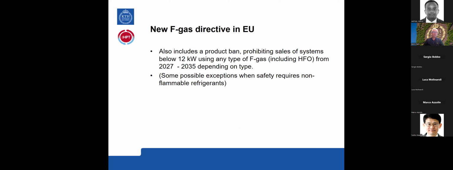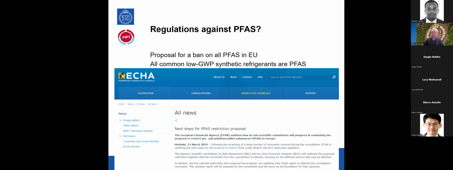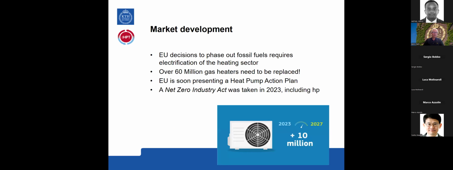At the same time, we know that there is a discussion about PFAS. So all the synthetics are on their way out, you could say, in Europe. And at the same time, the EU has decided to phase out fossil fuels. So this means that 60 million gas heaters or even more will have to be replaced. So there is an enormous market for heat pumps in Europe. Phasing out both F-gases and increasing the number of heat pumps in this way is a challenge for Europe.